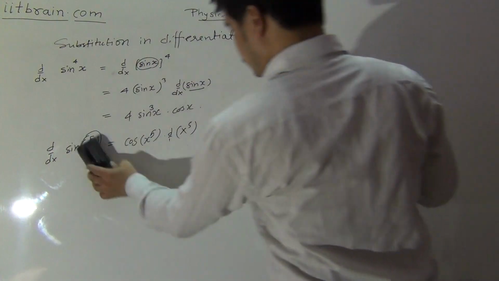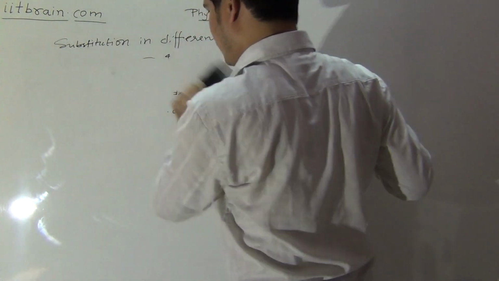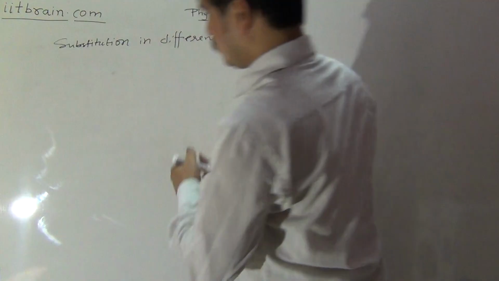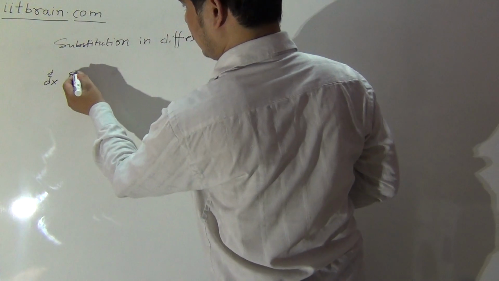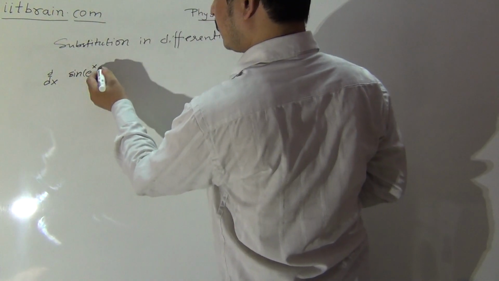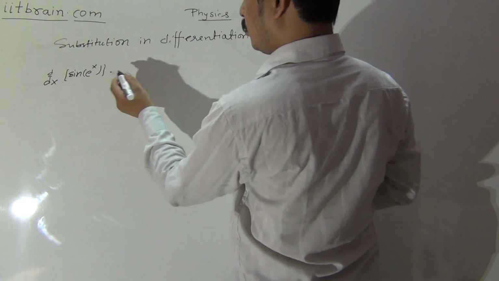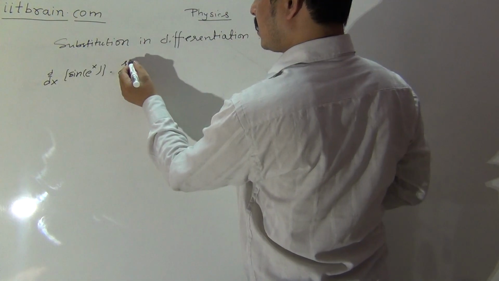A final problem. Another example, a hard example based on substitution, is like this. Suppose we have to solve d by dx of sin e to the power x into e to the power sin x.